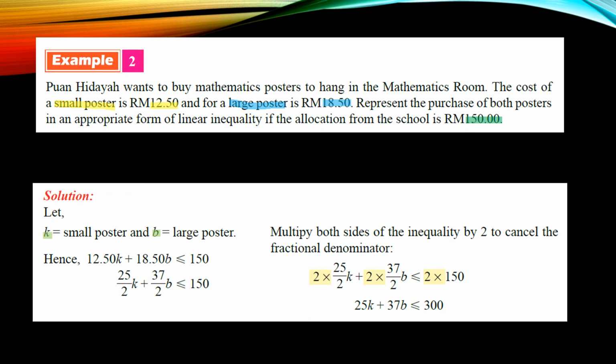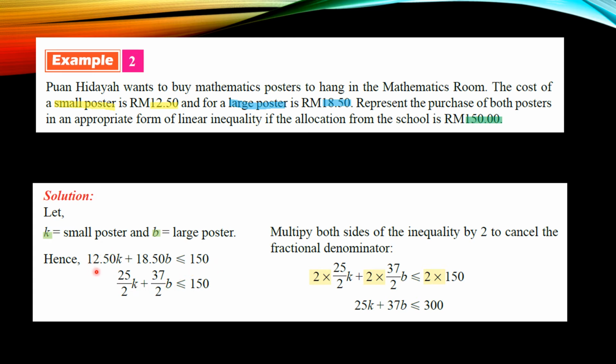So the cost of the small poster is 12 ringgit 50 cent. So 12 ringgit 50 cent times K plus the cost of the large poster, which is 18 ringgit 50 cent, times B. So this one must be less than or equal because the school is going to give 150 ringgit only. So the amount must be less than or equal. It can be 150 or less than 150. Cannot be beyond this value.